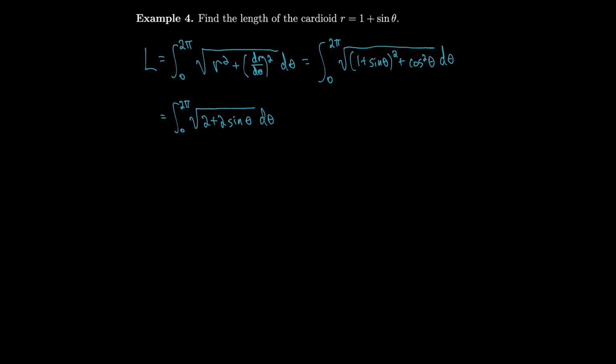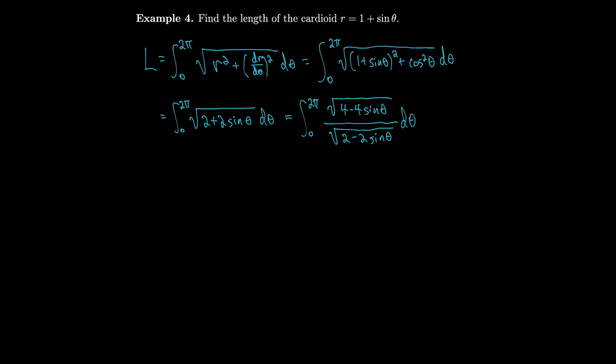(1 plus sine) squared is just 1 plus 2 sine plus sine squared, and then sine squared plus cosine squared is 1, so we just have 2 plus 2 sine. So how could we integrate this? How about we try rationalizing it? So if we look at the integral from 0 to 2 pi of, how about we multiply the top and bottom by square root of 2 minus 2 sine theta. So then the top becomes the square root of 4 minus 4 sine squared theta, and our bottom becomes square root of 2 minus 2 sine theta, just multiplying numerator and denominator by the conjugate.